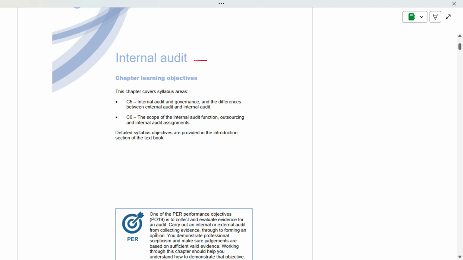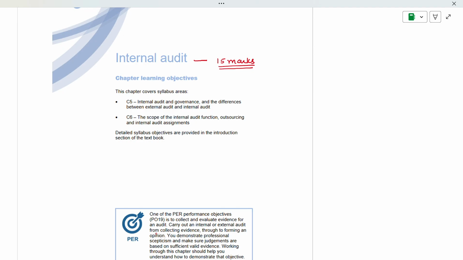It is part of not less than 15 marks. Not less than 15 marks. Okay? Keep it in mind. Evidence, internal controls, internal audit, substantive procedures. Major part, Section B. Okay?